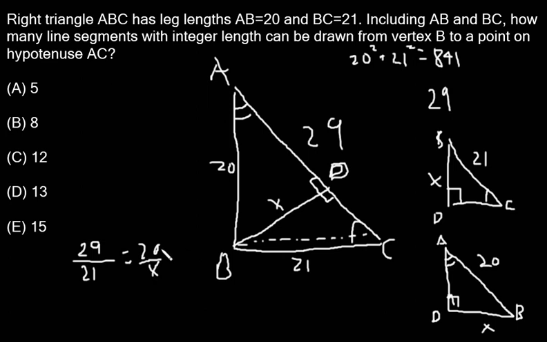And all we do now is multiply, all right? So we're going to cross multiply. We have 20 times 21, which is 420. And then we have 29 times x, which is 29x. And then we divide 420 by 29. So we're going to do that at the bottom right here if we have space. Divide 29 on both sides.